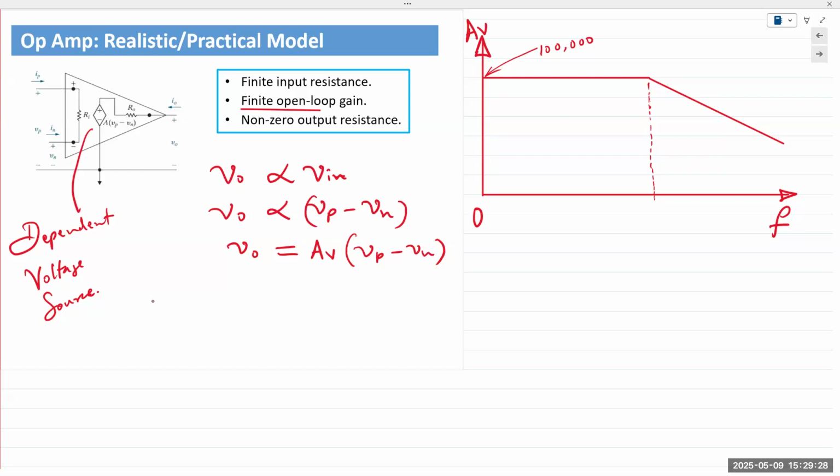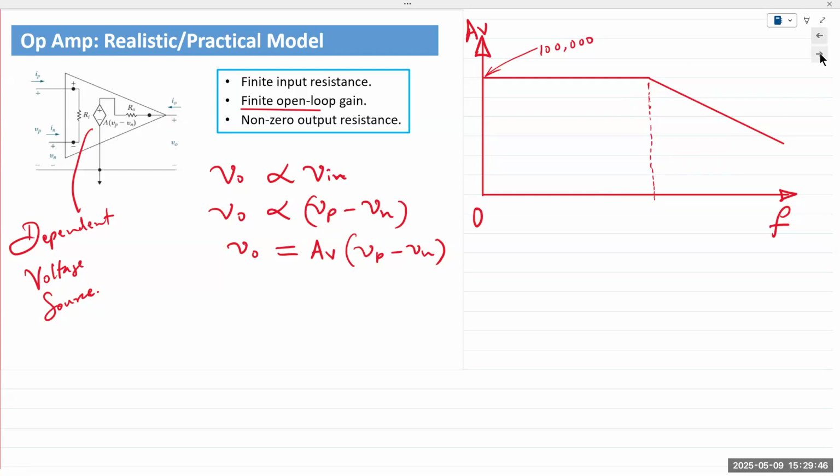So next time you're in there, if you have some time, build an op-amp circuit. All you've got to do is crank up the frequency, and you'll see the output start getting small. And that's what this represents. Okay.